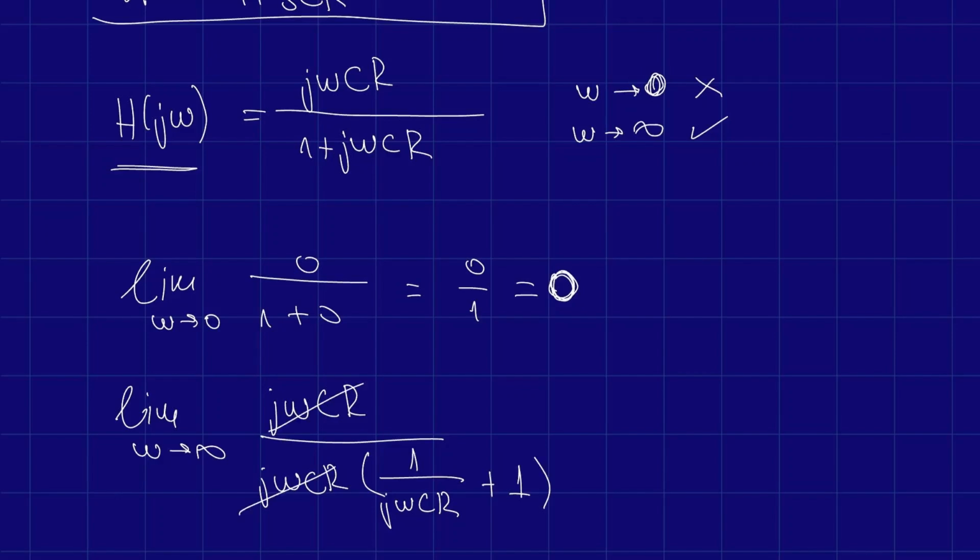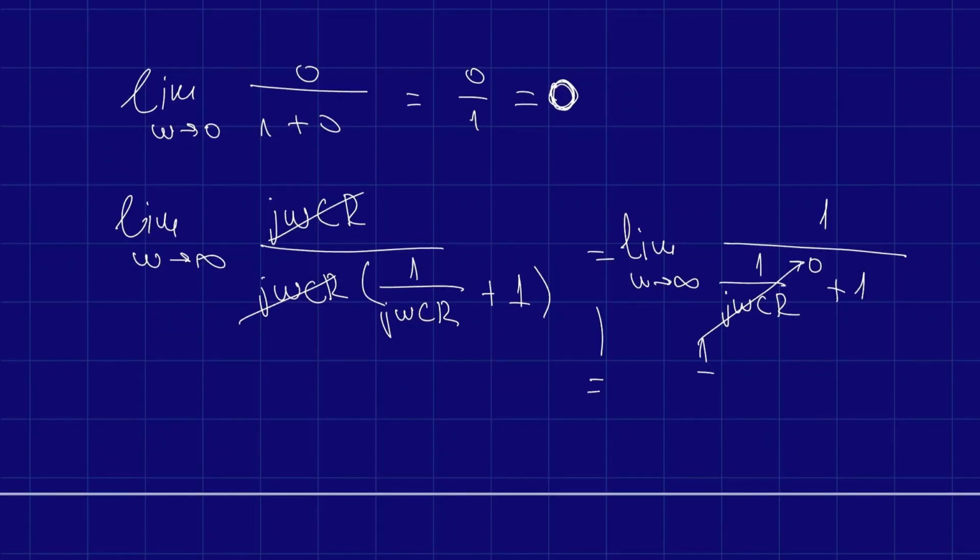So this cancels out with this, and we are left with the limit, which we rewrite in the same way: 1 divided by 1 divided by jωCR plus 1. This term right here tends to 0, so we just have 1 divided by 1, which is 1. This means that at high frequency, the whole signal passes.